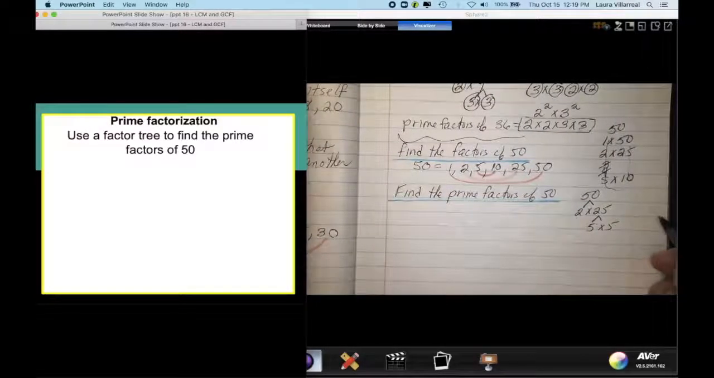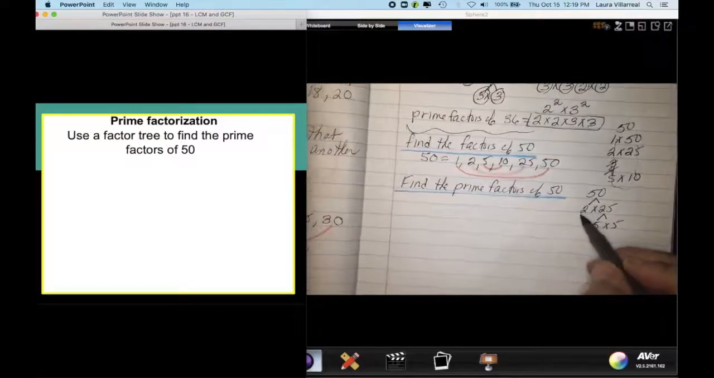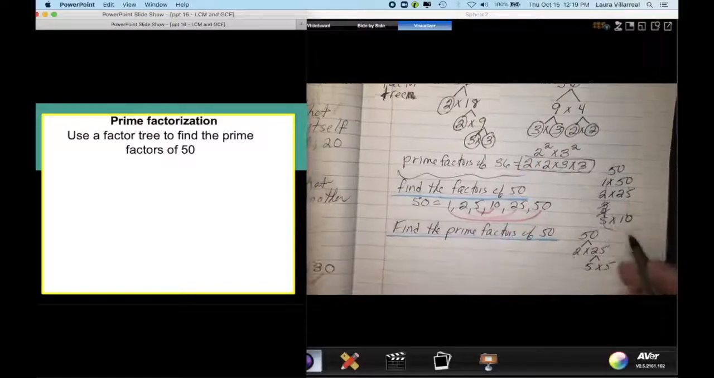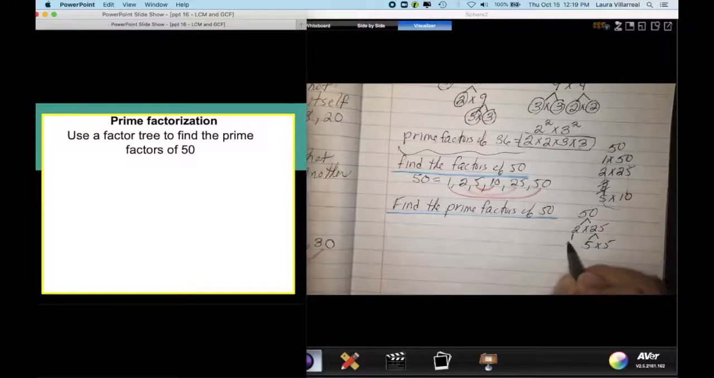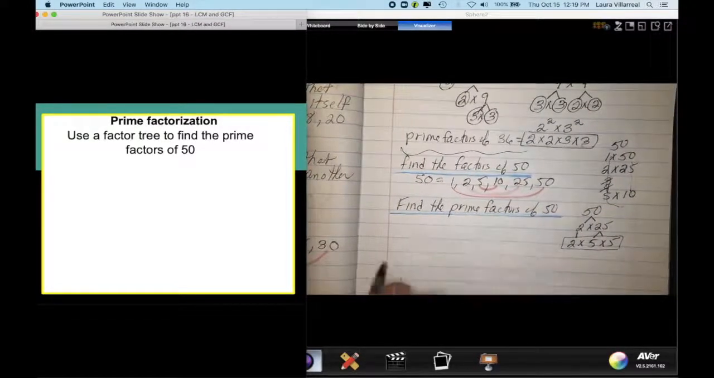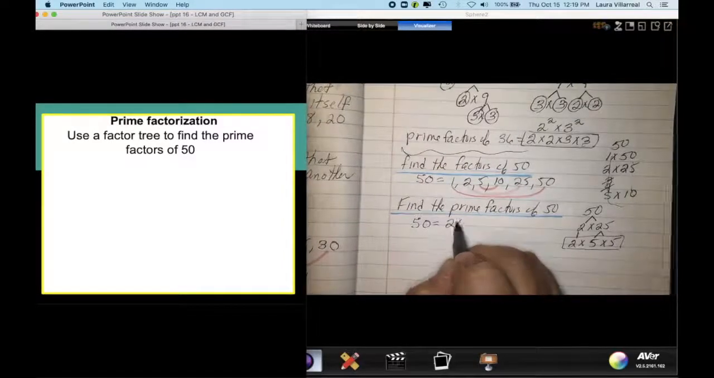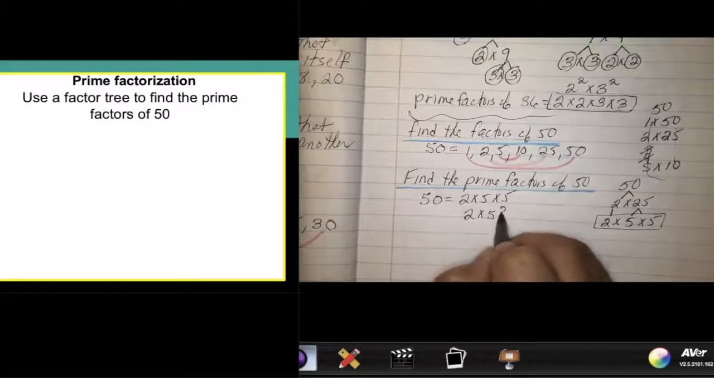Now I have seen in some videos online where instead of leaving the 2 dangling up there, notice how over here we left the 2 up here and up there. I have seen where they will bring down that factor again. This way they're all in one line. It's the same method, just being a little bit more exact here. So the prime factors of 50 are 2 times 5 times 5, or 2 times 5 to the second power.